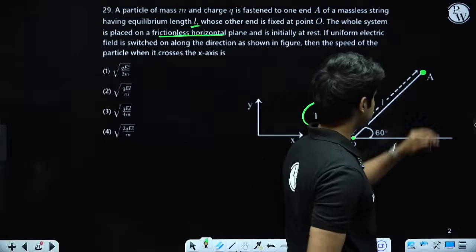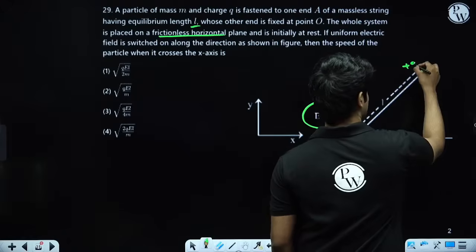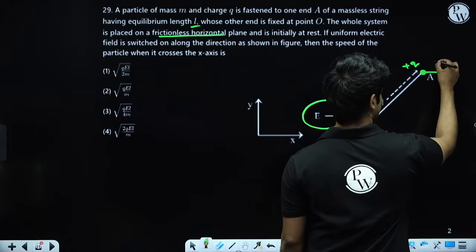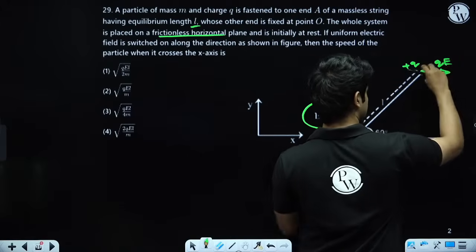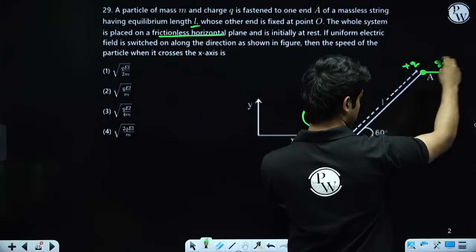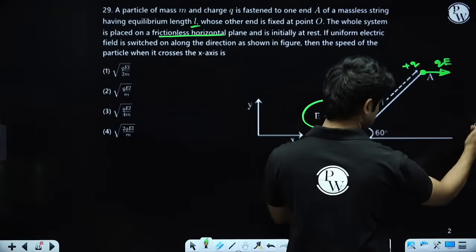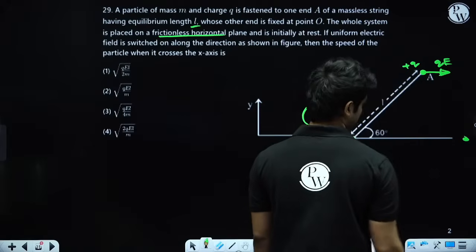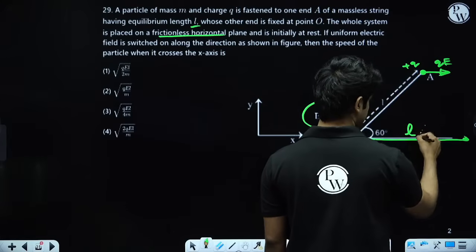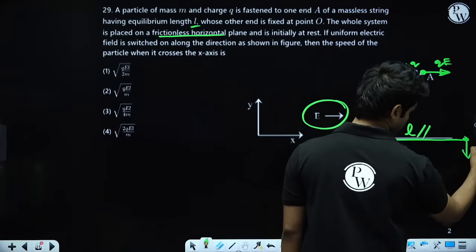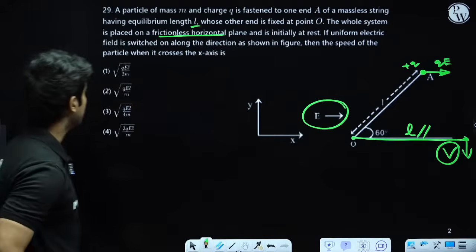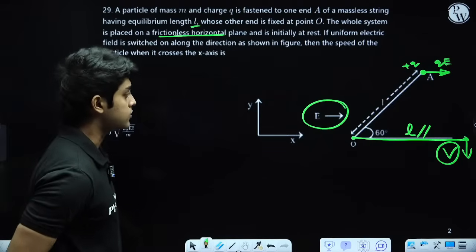So this is a positive charge plus q, right? Electric field is to the right. So once we release this system, there will be a force of qE acting along the x direction. But of course the string is holding this charge in place, so it won't fly off. So it will move in a circular path and it will hit the x-axis at some location over there, right? This is the L length string and it will have some velocity like this. This velocity is what we have to find. Speed is what we have to find.